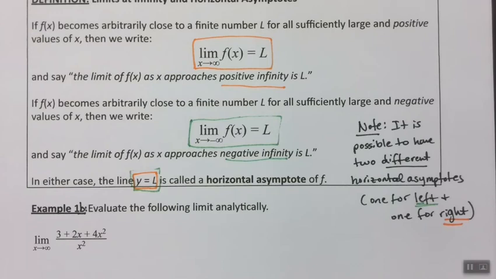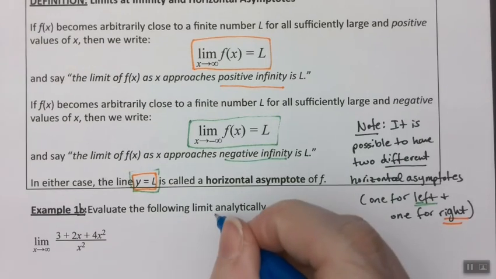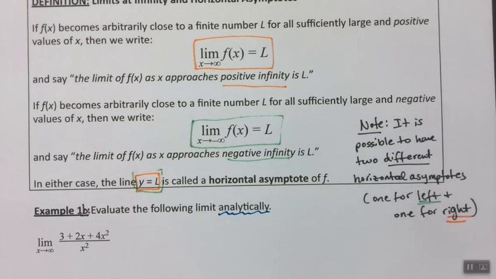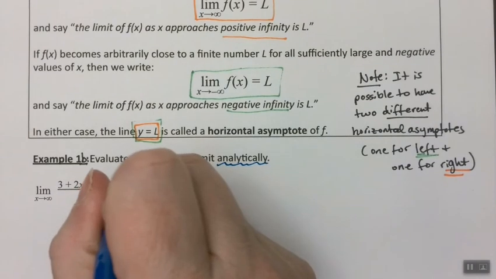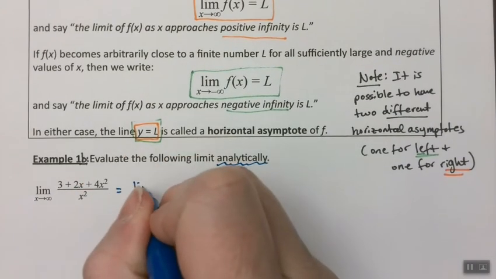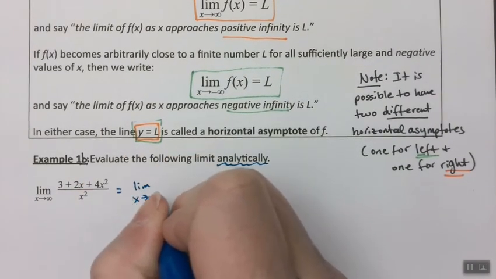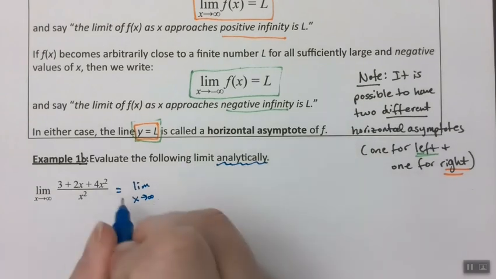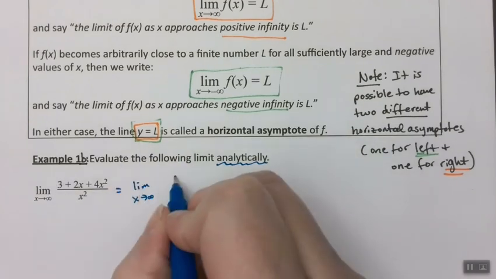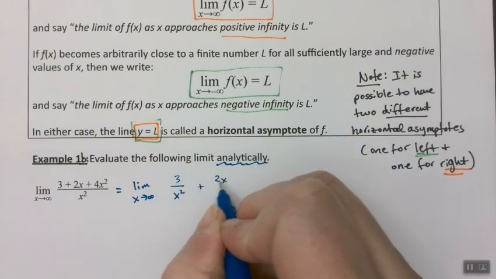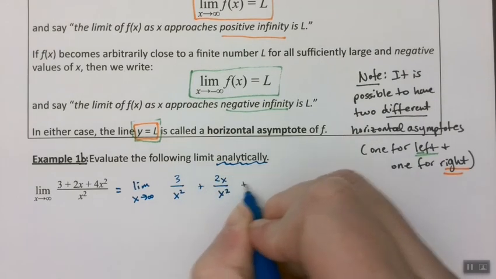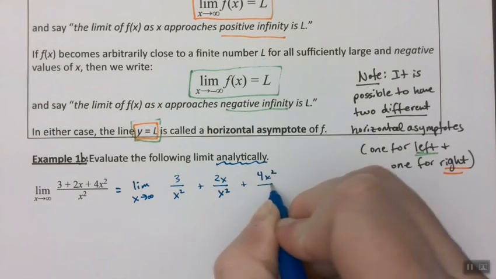Okay, so let's find the limit of this function analytically, every calculus student's favorite word, because that means that they're going to actually have to show some work. Okay, so if I want the limit of this, what I really want is the limit as x goes to infinity of each piece of this. So I could take 3 and divide it by x squared, and then I take 2x and I divide it by x squared, and then I take 4x squared and I divide it by x squared.